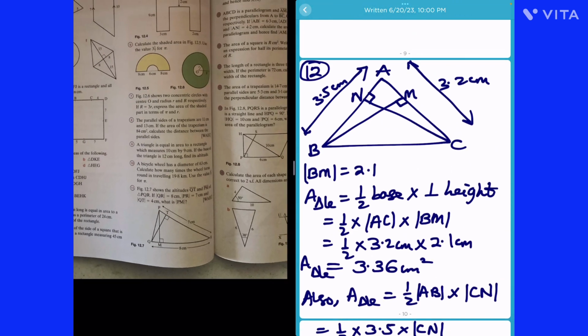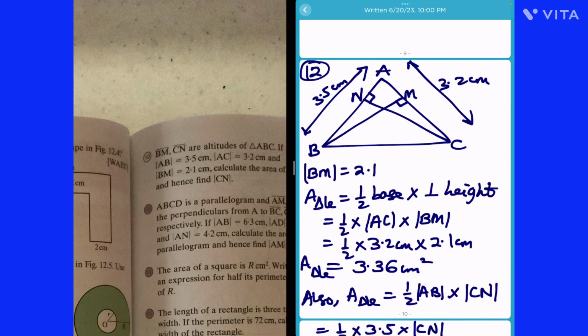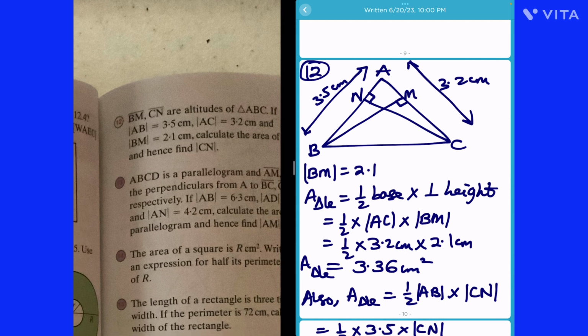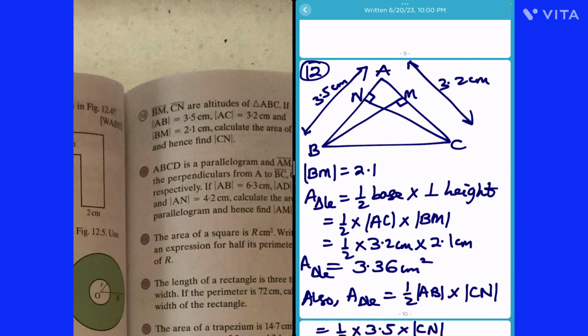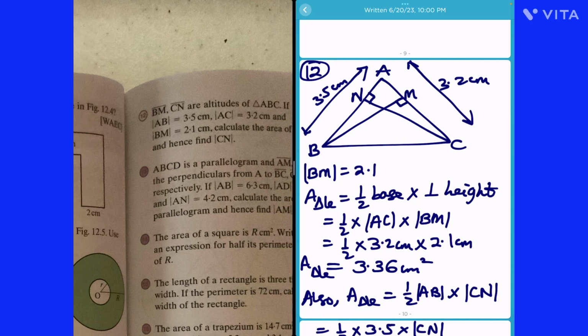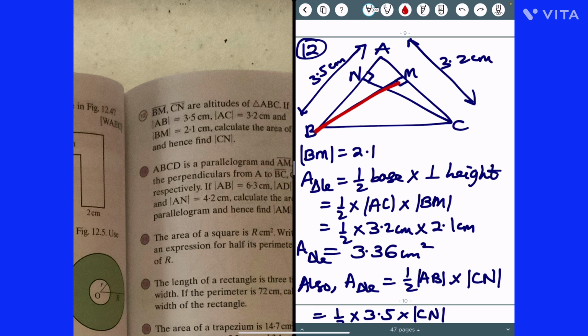Question 12 is similar to question 11. The diagram is not drawn for us. We have to draw it ourselves. So ABC is a triangle, and it says BM and CN are altitudes. This is an altitude, and this is also an altitude.